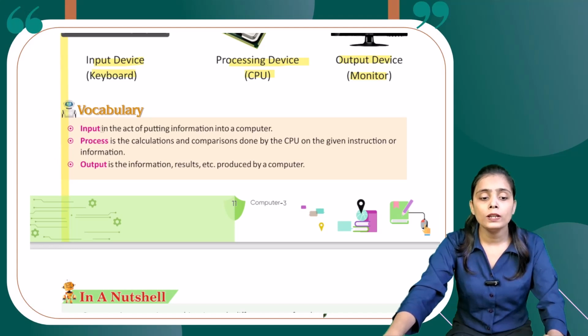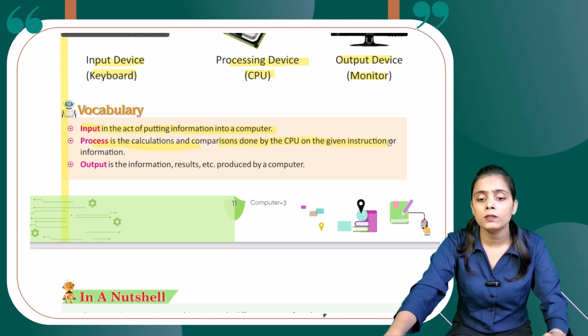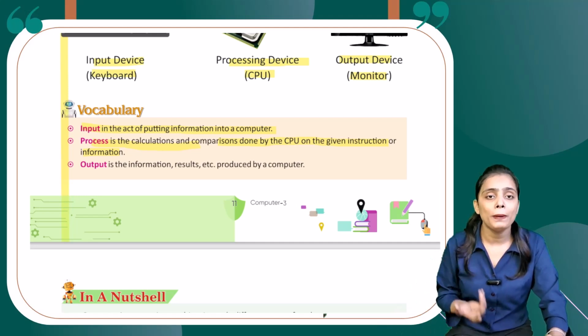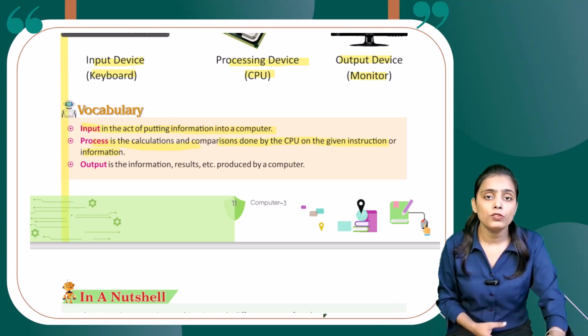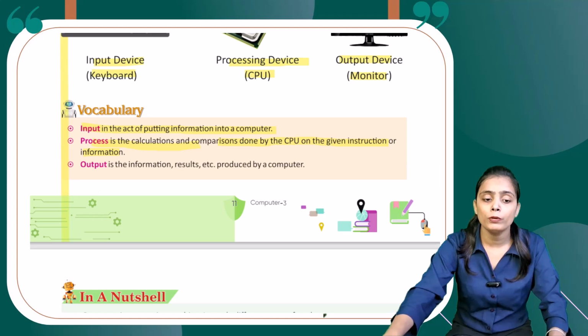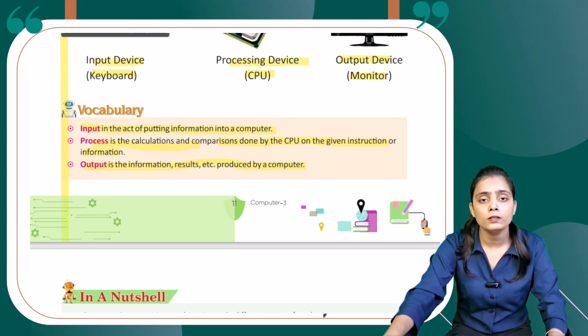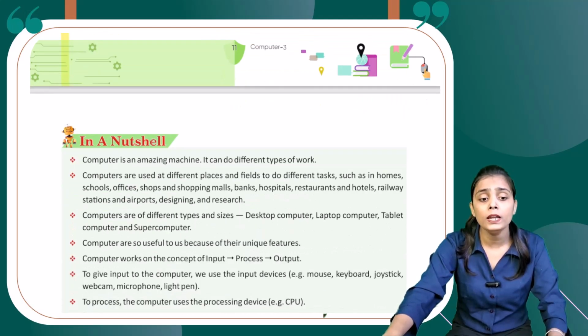Okay, so now students, let's see the vocabulary. First is input, is the act of putting information into a computer. So you are putting information where, children? Into your computer. Process is the calculation and comparison done by the CPU on the given instruction or information. So what is process? It is a calculation or a comparison. Basically, to get the output you want, you have to do the processing. The instructions you have given, the computer is performing them. Output is the information result produced by a computer. After getting processed, you are getting a result that is called an output.